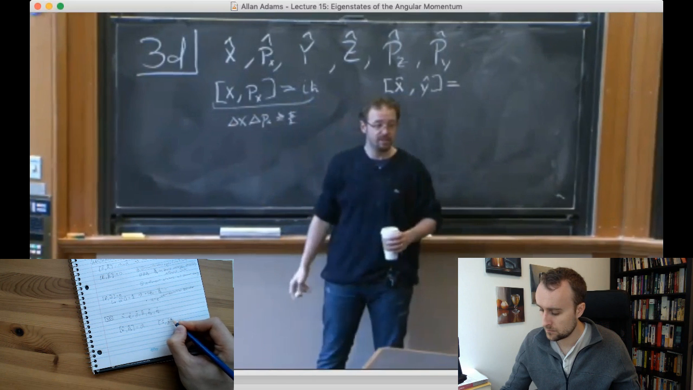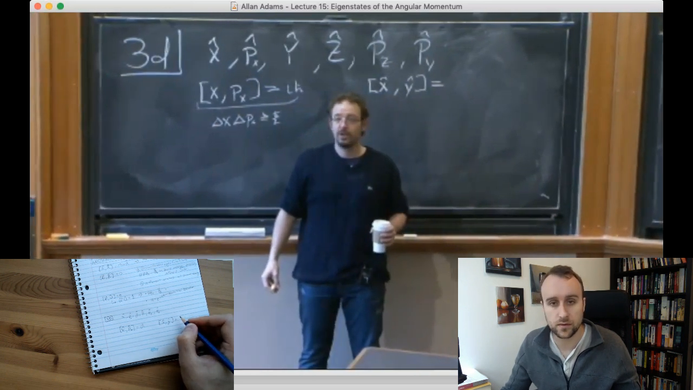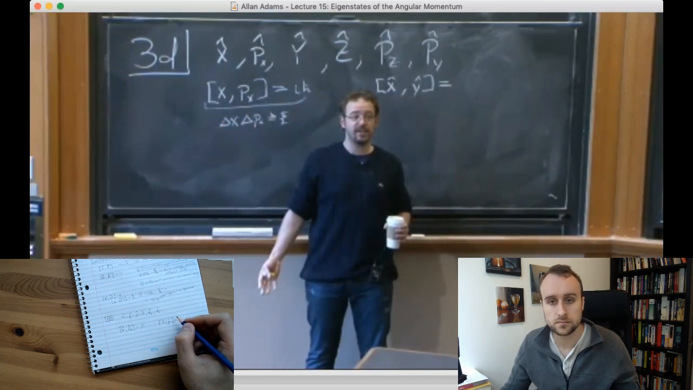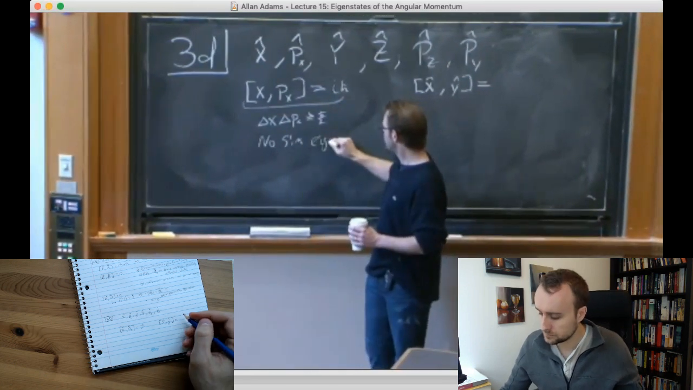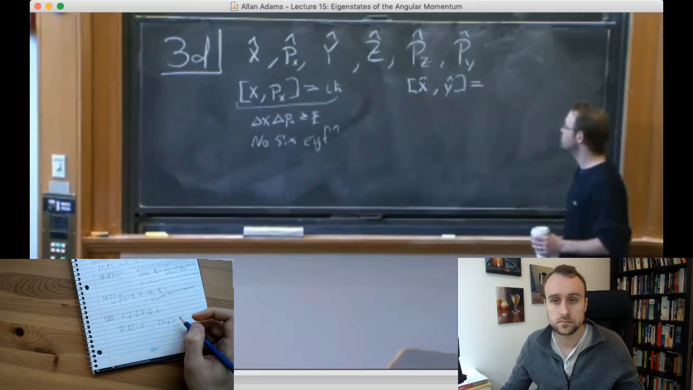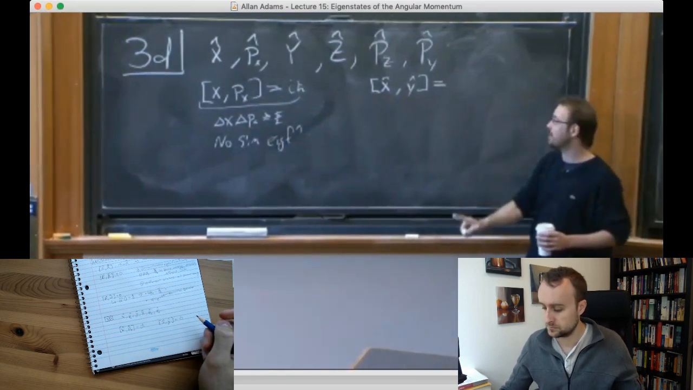What's another way of saying this? Do there exist simultaneous eigenfunctions of x and p? No. No simultaneous eigenfunctions. So you can't have a definite value of x and a definite value of p simultaneously. There's no such state. It's not that you can't know, it's that there's no such state.